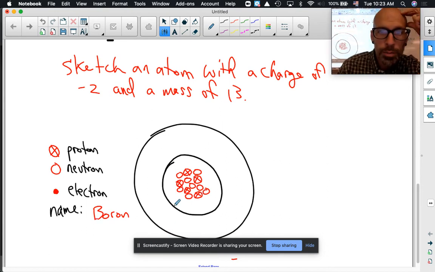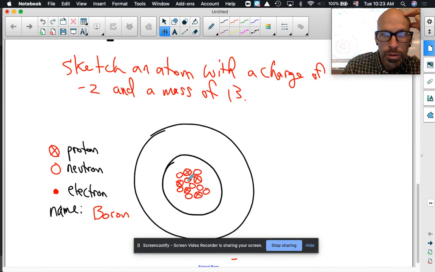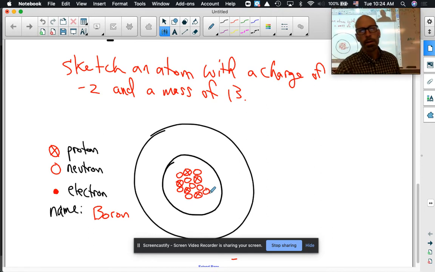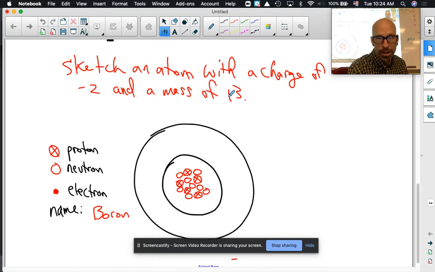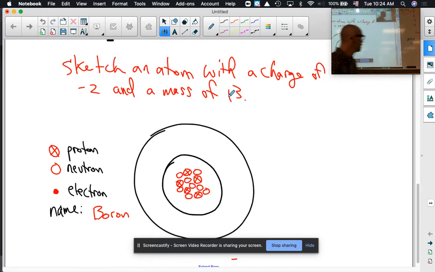Now, how did I know to put 8 neutrons in there? 1, 2, 3, 4, 5, 6, 7, 8. How did I know that? Because my mass has to be 13, and you're supposed to remember that the proton number plus the neutron number is the mass. So my 5 protons and my 8 neutrons total my 13.